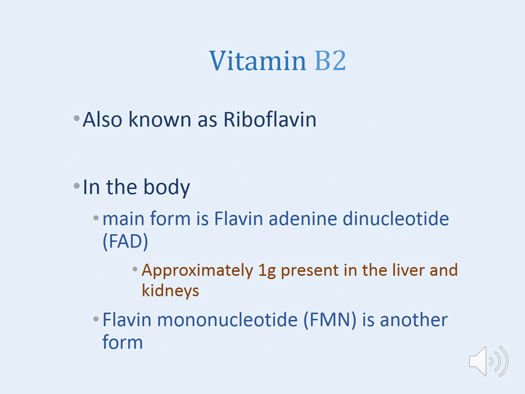Okay, so let's move on to vitamin B2. Vitamin B2, or riboflavin, is named after its ribose component. The body uses riboflavin to produce two coenzymes, flavin adenine dinucleotide, or FAD for short, and flavin mononucleotide, or FMN for short. FAD is the main form, and approximately 1 gram is found in the liver and kidneys.